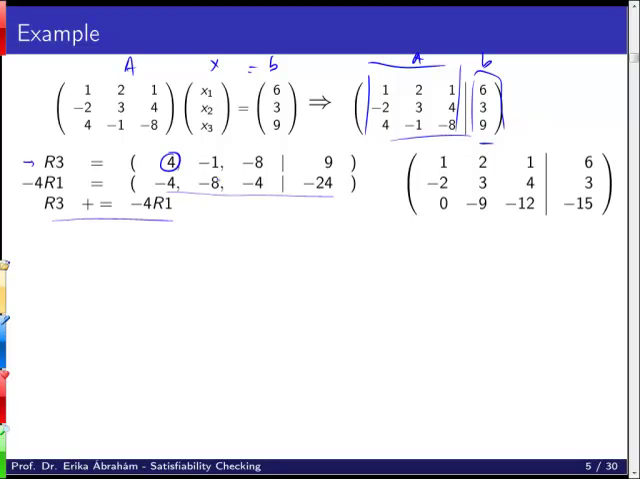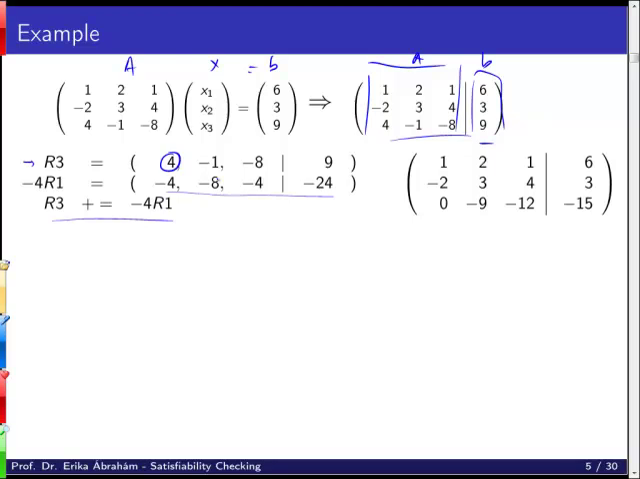So let us check shortly. 4 minus 4 times 1 is 0, minus 1 minus 4 times 2 is minus 9, minus 8 minus 4 times 1 is minus 12, and 9 minus 4 times 6 is minus 15.